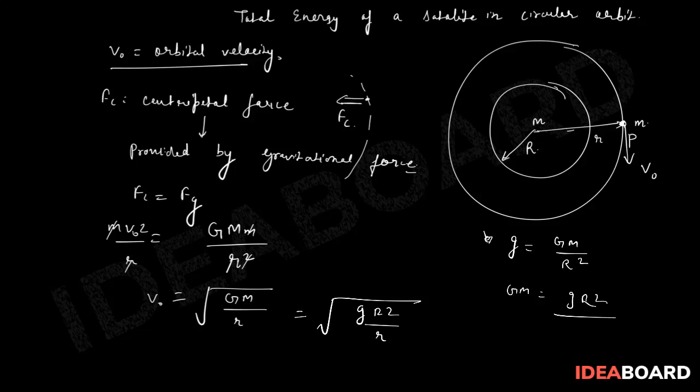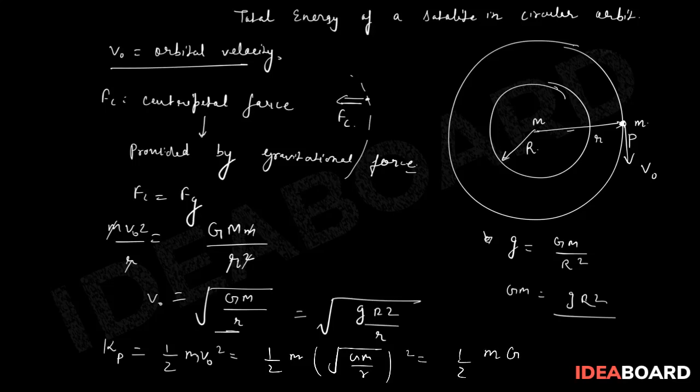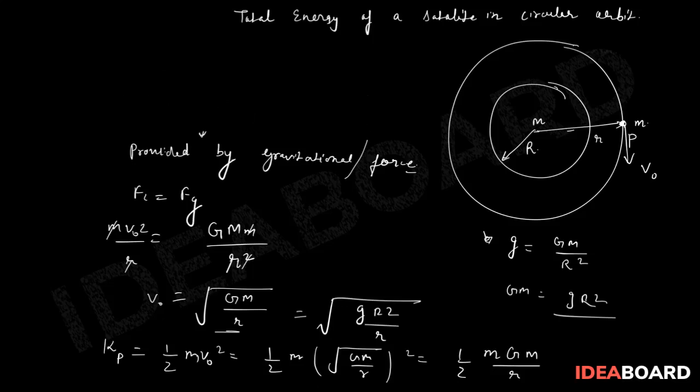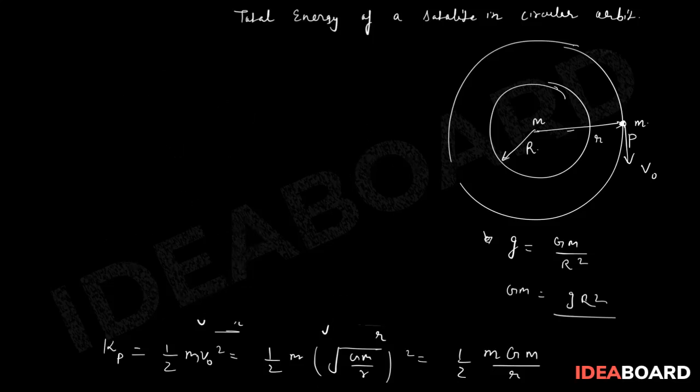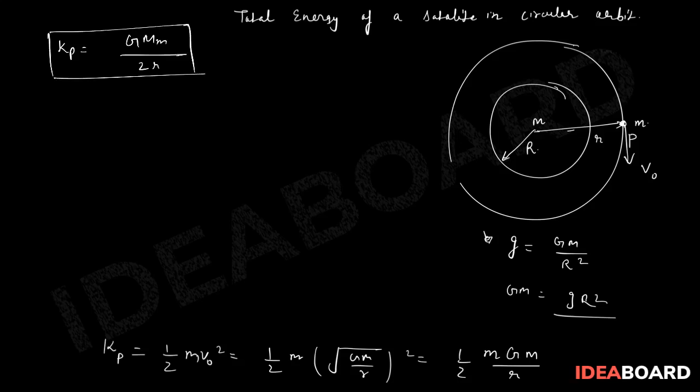So once I get the value of V0, we can obtain the value of kinetic energy at that moment. Kinetic energy at point P will be half m V0 square. Utilize this value: half m into root of GM upon r whole square. So this is half m into GM upon r. So we obtained the value of kinetic energy at point P, which will be G capital M small m upon 2r. This is going to be the value of Kp.